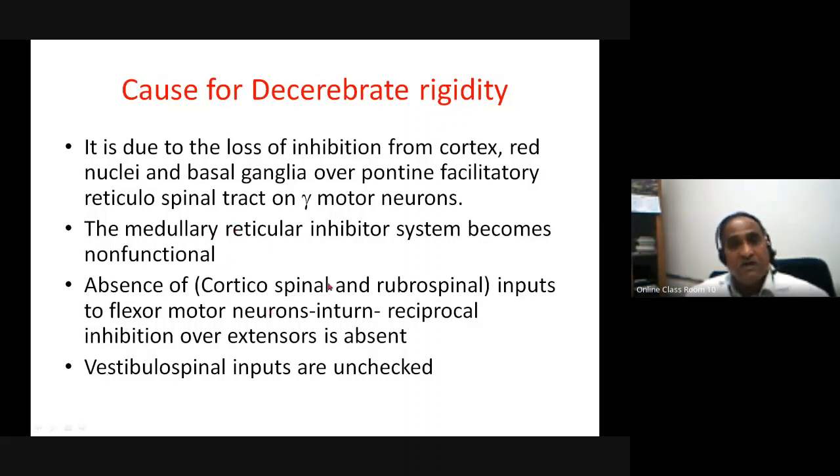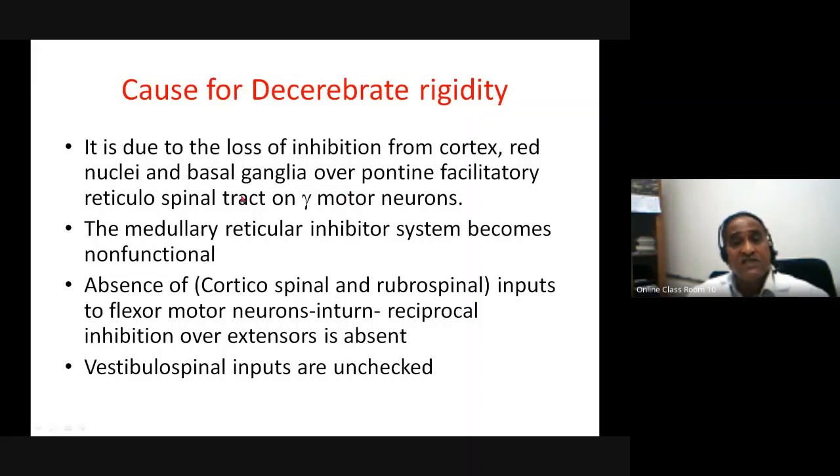The absence of corticospinal and rubrospinal inputs to flexor motor neurons, in turn, reciprocal inhibition over extensor is absent. So you can just see that. So that differentiates it from the decorticate preparation. The vestibulospinal inputs are also unchecked, so that will sensitize the alpha motor neuron. These are all the 4 causes of the decerebrate rigidity.